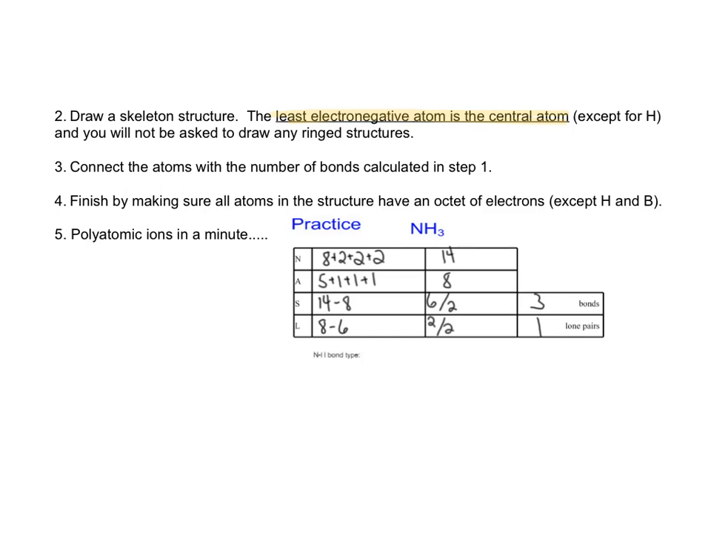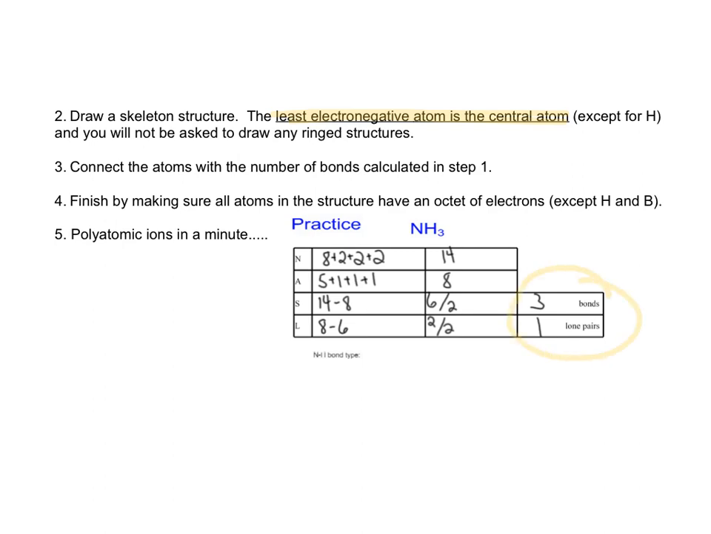Just be aware that if you take chemistry courses in the future, you may be asked to do things that are more complicated. You've got to connect the atoms with the number of bonds calculated in step one, where those are going to be our dashes. Finish by making sure all atoms in the structure have an octet. And again, we've got our exceptions, hydrogen and boron. We're going to talk about polyatomic ions in a minute. By the way, NASL spells NASL, so you may hear your teacher say that. And we did all of that work to say, cool, three bonds, one lone pair of electrons.